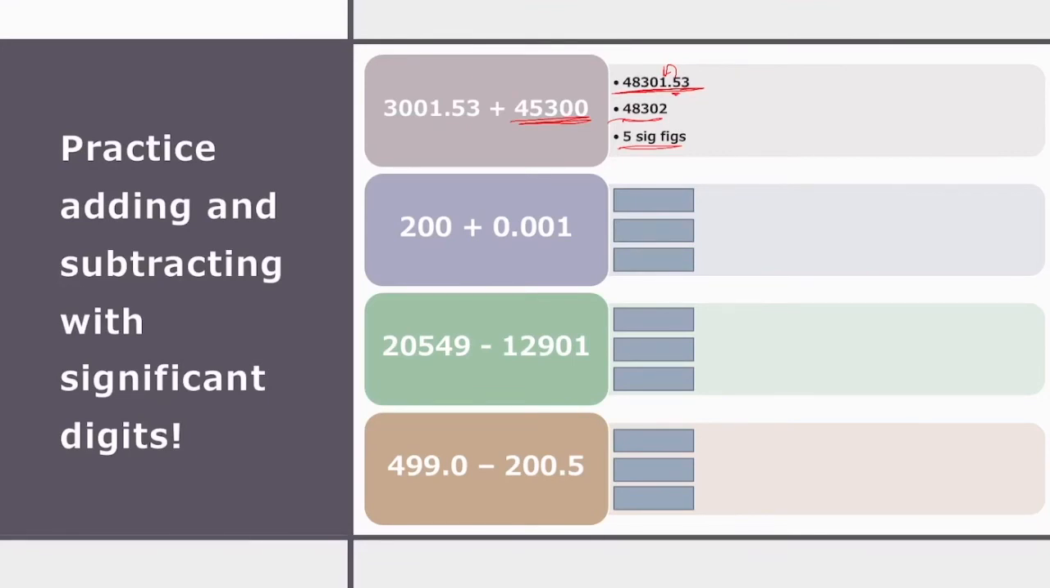Okay, so let's go ahead and talk about the one in the purple box. We have 200 plus 0.001. So my calculator answer here is 200.001. And I know that 200 has 0 decimal places, so my final answer is going to end up having 0 decimal places. So I'm going to be left with 200. And if I were to apply the rules for determining sig figs to this number, you would see that I could only put a box around that 2, and I'd end up with one significant figure, one significant digit.